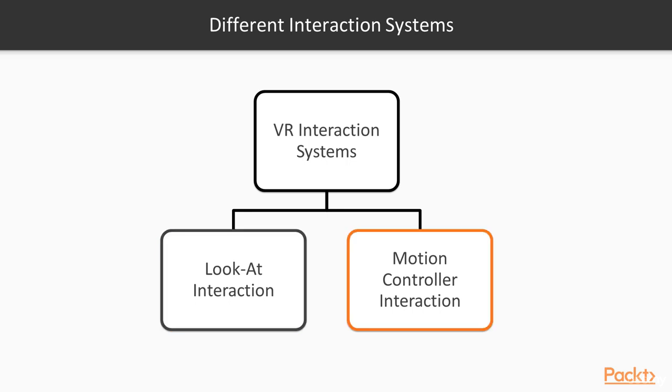In the motion controller interaction system, we're going to use simple collision detection and haptics to interact with the virtual environment. In this case, haptics mean that we're going to apply a vibration to the motion controller of the end user as an alternative way of notifying the user that he's able to interact with the object he's currently attempting to touch or grab.